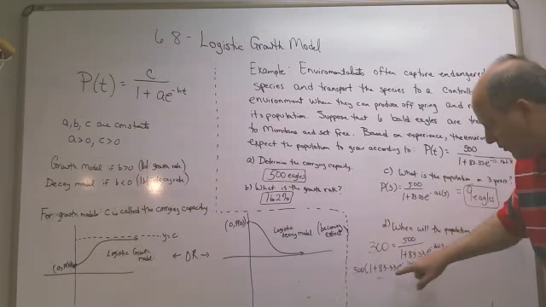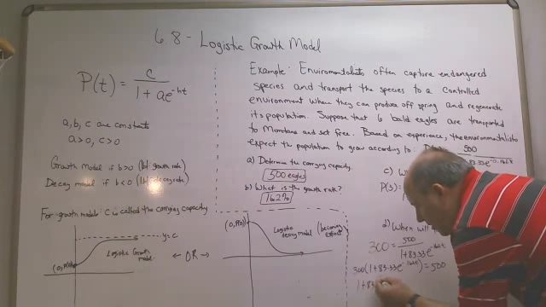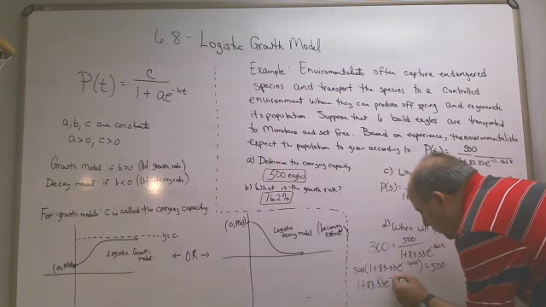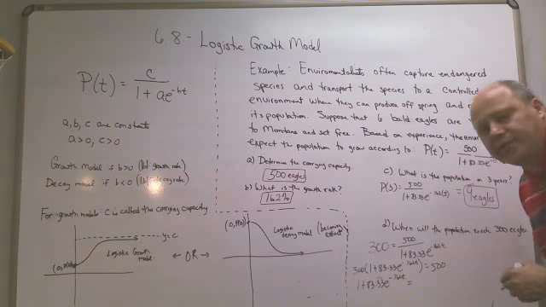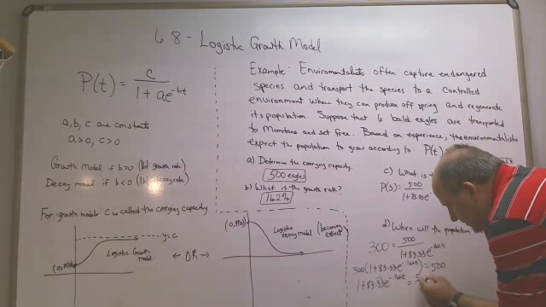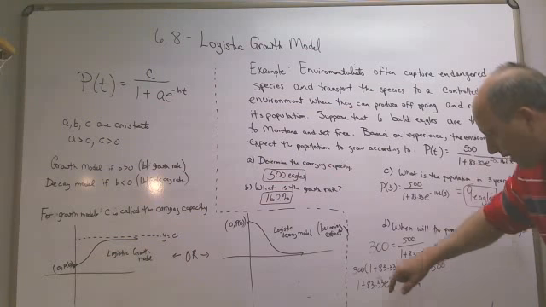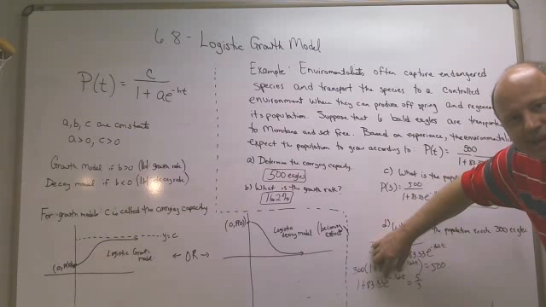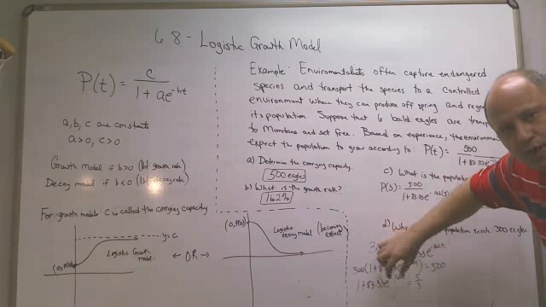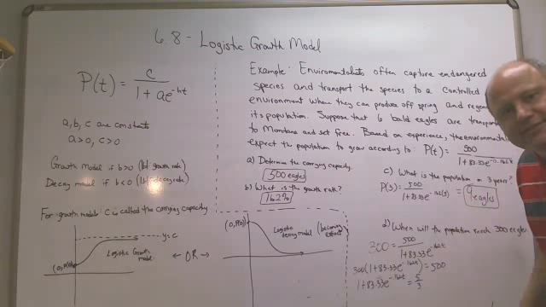I'm going to move the 300 over to the other side. So I get 1 plus 83.33 e to the negative 0.162 times the t equals 500 over 300, which is 5/3. And then I'm going to subtract this 1 over. You're like, what are you doing? Well, I'm trying to get this exponential by itself, so then I can take the natural log of both sides, so I can bring the t down. So it's a slow process.